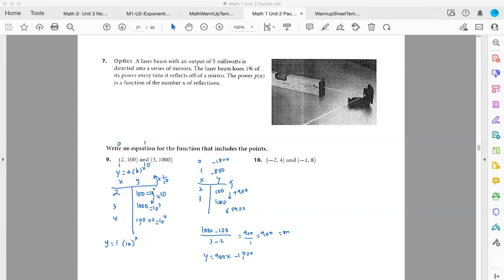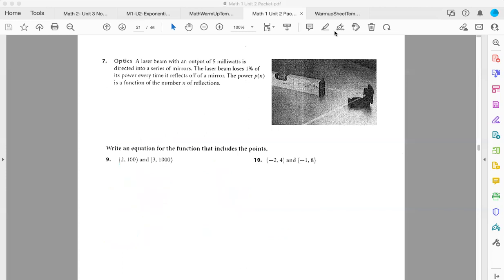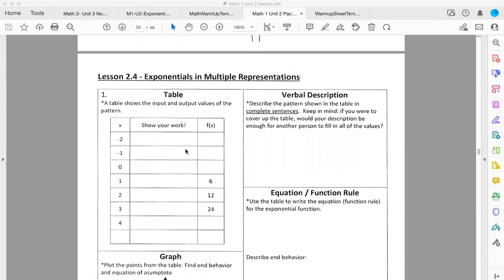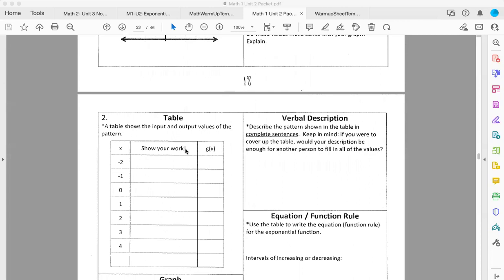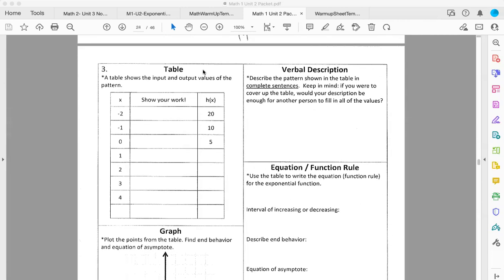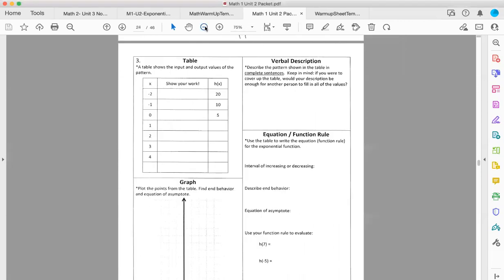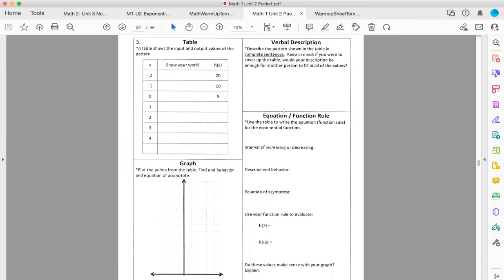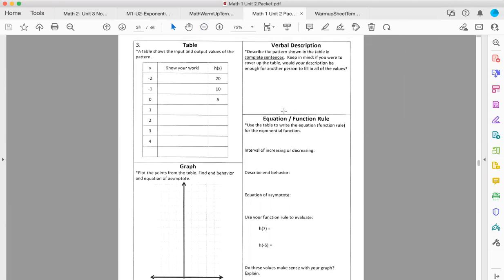Let's move on to the next page, which is a lesson. Okay, 2-4. In class, we did at least the first 2 pages. Now I'm going to move on to the third page here. Which, let's see if I can put it up here. Okay, almost.